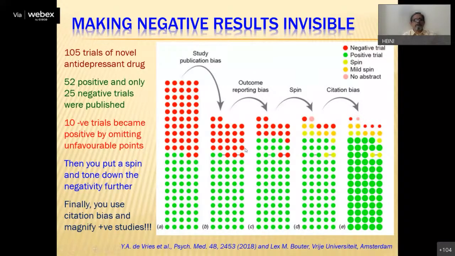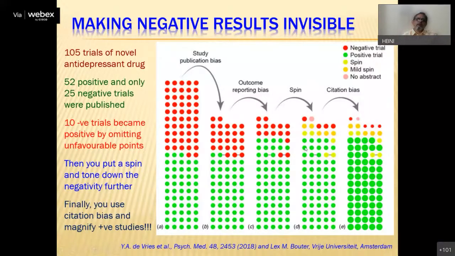Okay. So this is called outcome reporting bias. So now you can see that out of the original 52 positive, you have now increased by 10 more, and then the number of negatives reduces even further. Then finally, after that, you put a spin on these results. Okay, so you tone down this negativity further and increase the positivity. How do you do that? They are sort of in between. You say that this result showed a trend towards a positive side, etc. So you again take those and turn them into partially positive.